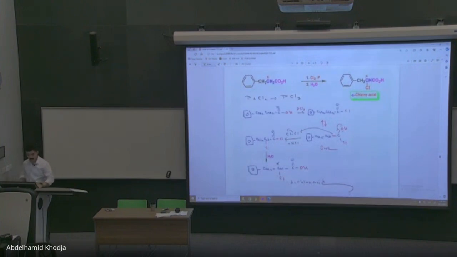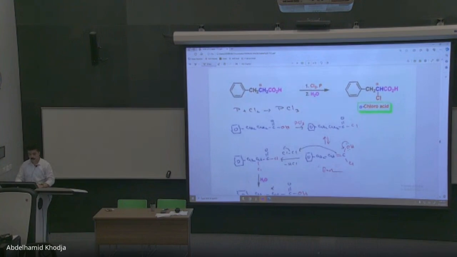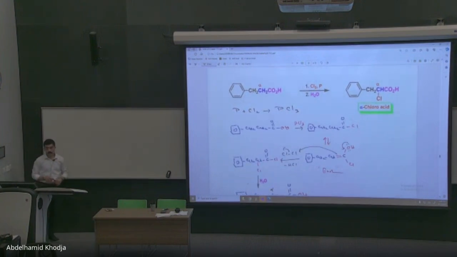The mechanism, and I think this is the question that Aline was asking about, is how does P react with Cl2 to form PCl3? Genuine answer, I have no idea, because he never explained it to us. I don't think you need to know that reaction.